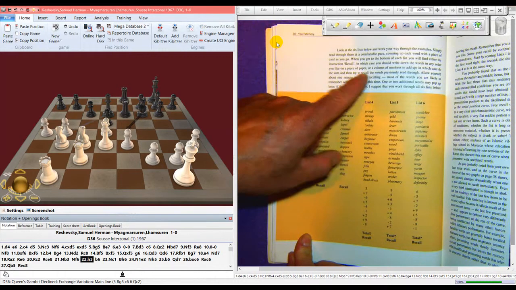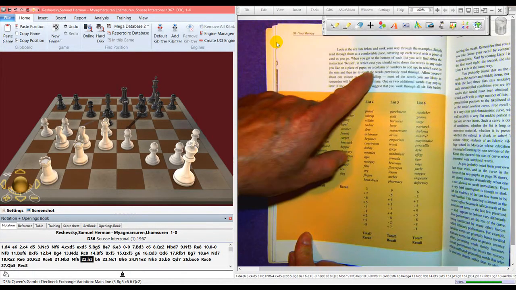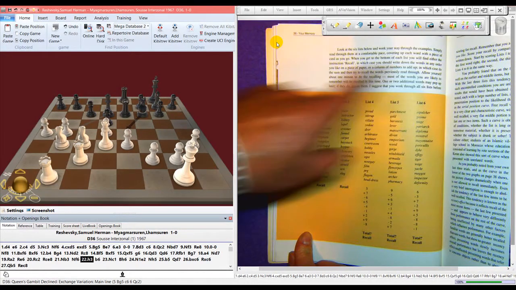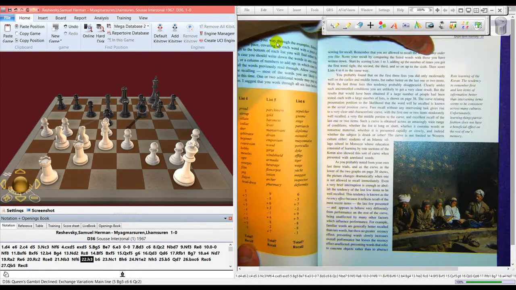Yeah, right there. That's the key right there. Where's it at? Write down the words in any order you like on a piece of paper or a column of numbers to add up. So right here you do these numbers and you do all these words. Okay? Where's it at? And then try to recall the words previously read through.